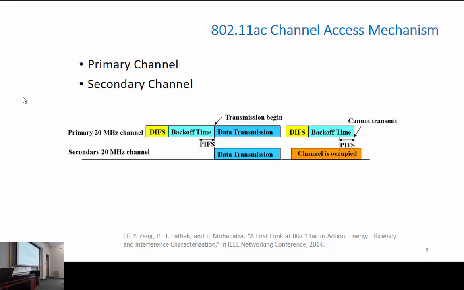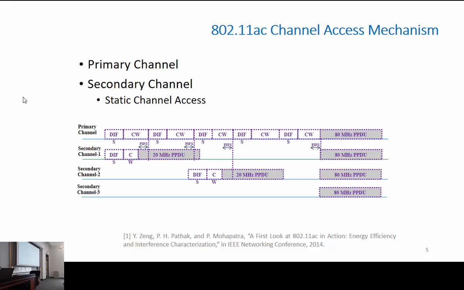But if the secondary channel is occupied, in that case, it assumes that the secondary channel is not available. What it does after, if it finds a secondary channel available, depends on the particular implementation of the 802.11ac standard. A lot of devices use what's called a static channel access mechanism, where if the secondary channel is found to be busy, then it waits until all the secondary channels are idle, and then it uses the 80 megahertz channel to transmit the frame.